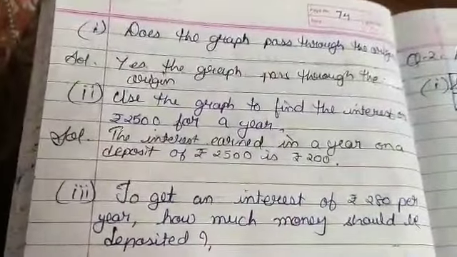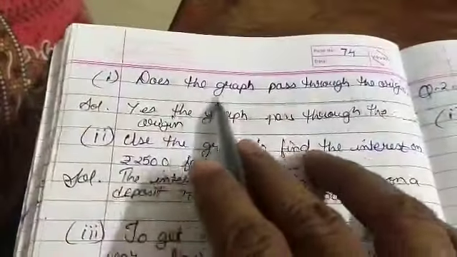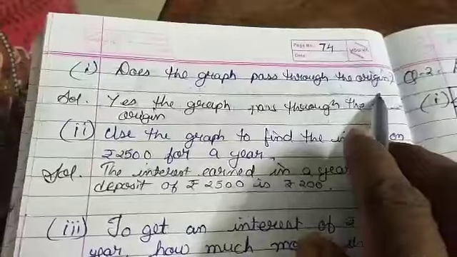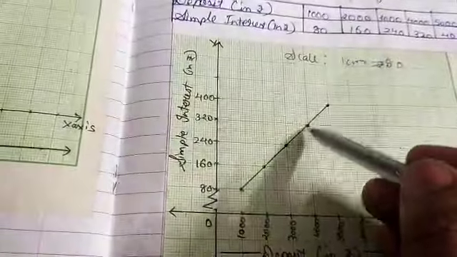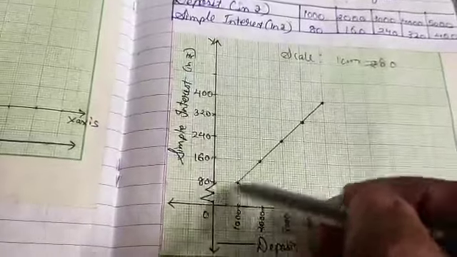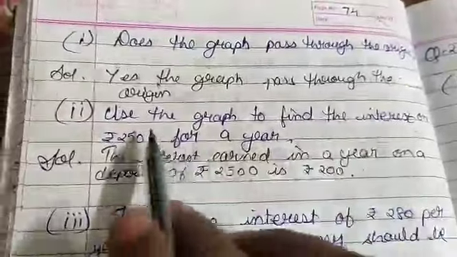Now in that, only a few questions are there. Does the graph pass through the origin? So if we extend the line, it will pass through the origin. So we can say yes, the graph passes through the origin.